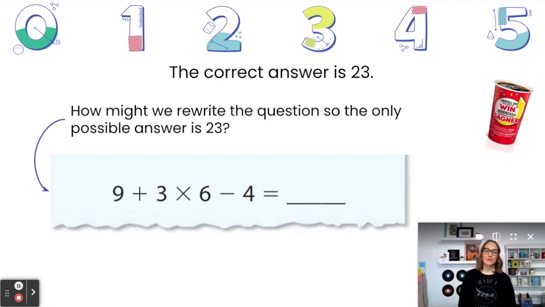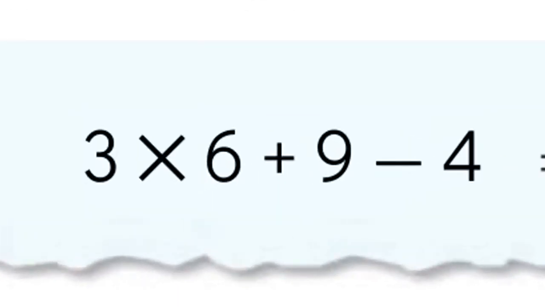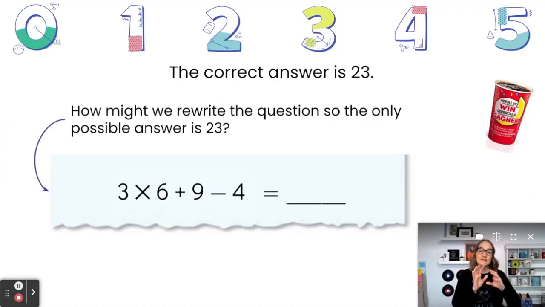So let's take a closer look. If we change the order in which we perform the operations so that we do the multiplication first, we get 23. Let's do it together. I moved the expression 3 times 6 to the beginning of the equation, but I kept the rest of the expressions and operations in the order they were in. So now we have 3 times 6 plus 9 minus 4.